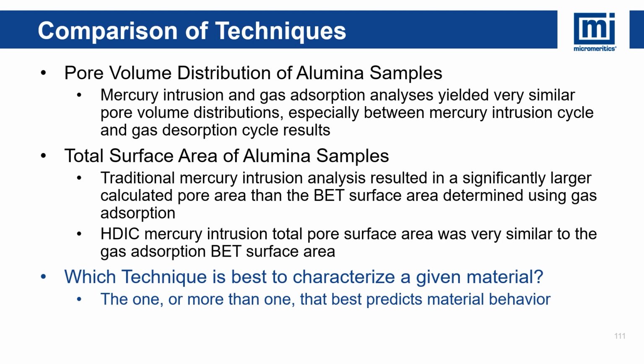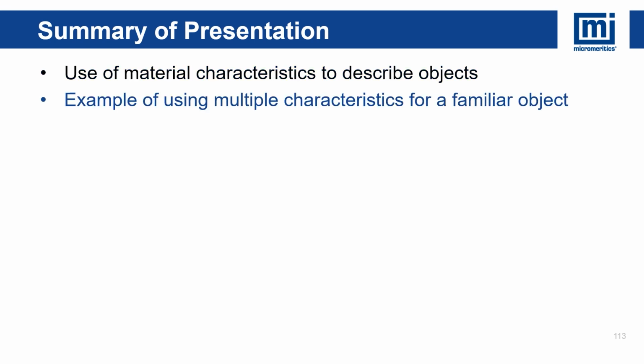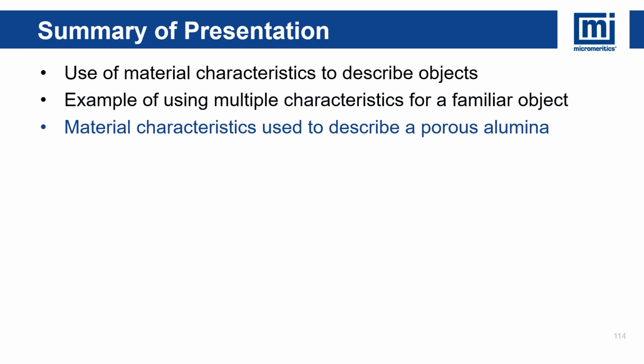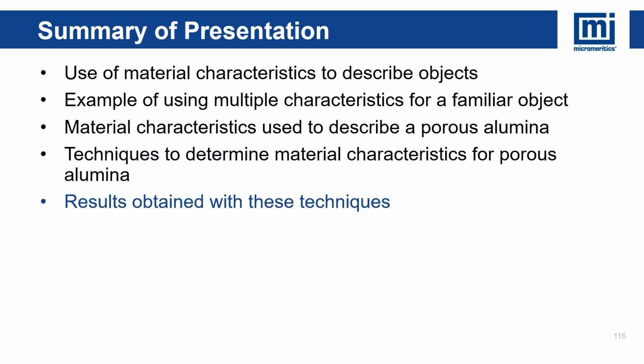So just to summarize, we talked about the use of material characteristics to describe an object. We started with an example of using multiple characteristics for a familiar object. We gave a description of a building, the building where Micromeritics headquarters is located. We then discussed material characteristics that could be used to describe a porous alumina catalyst support. We described the techniques that could be used to determine those material characteristics. We discussed the results obtained with those techniques and compared the results from the different techniques with one another.